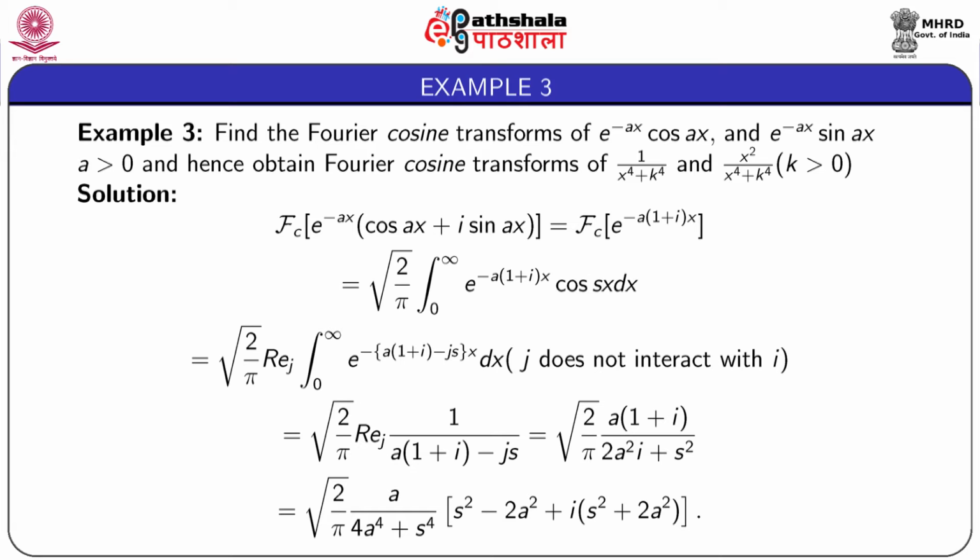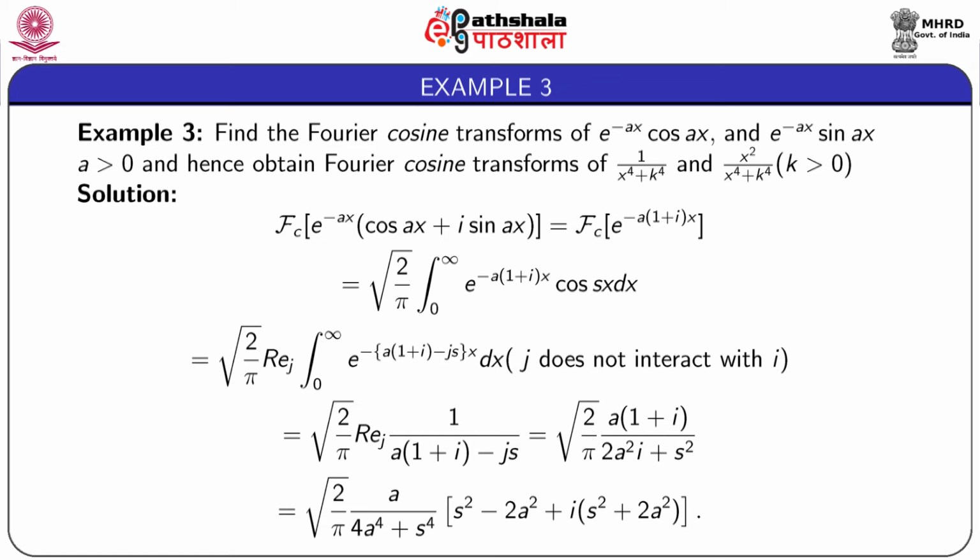To solve this, we consider Fourier cosine transform of the function e to the power minus ax into (cos ax plus i sin ax). Writing e to the power i ax for cos ax plus i sin ax, we get this is equal to Fourier cosine transform of the function e to the power minus a(1 plus i)x, and that is equal to root over 2 by pi integral 0 to infinity e to the power minus a(1 plus i)x cos sx dx.